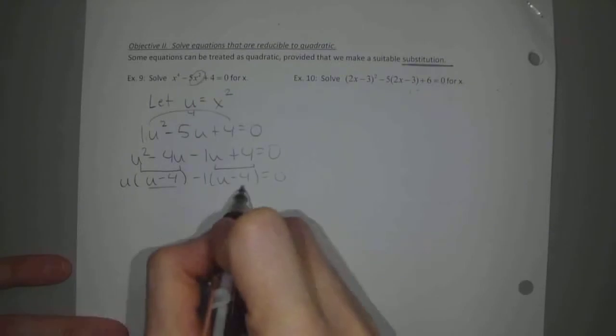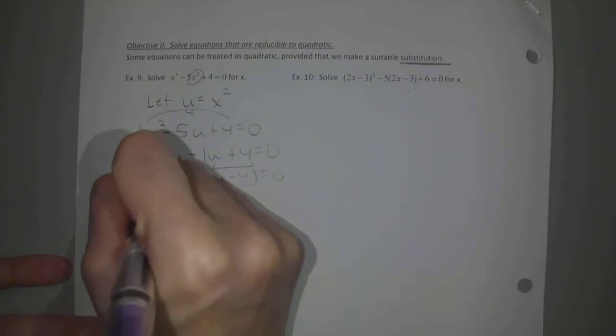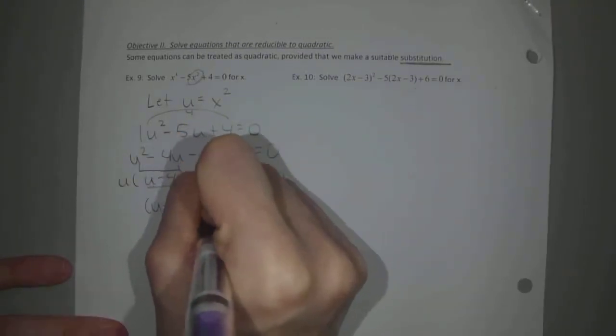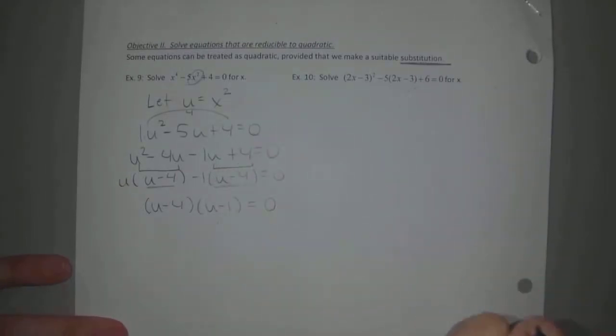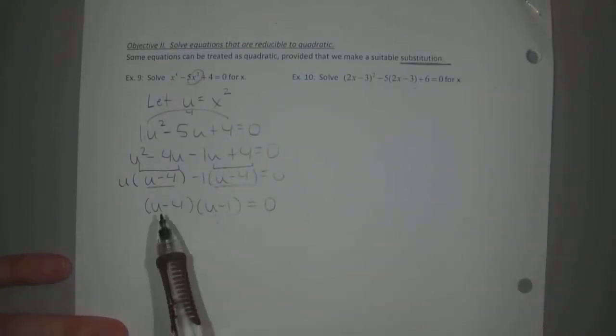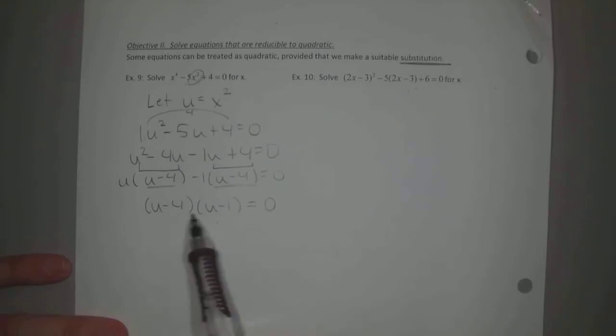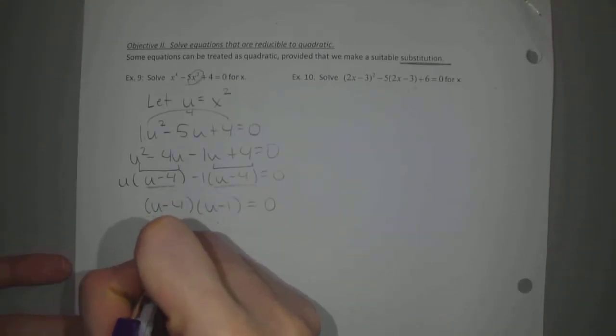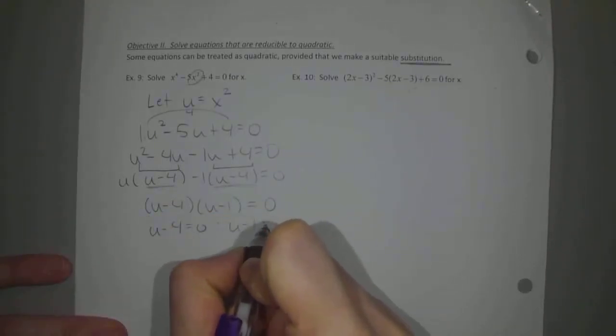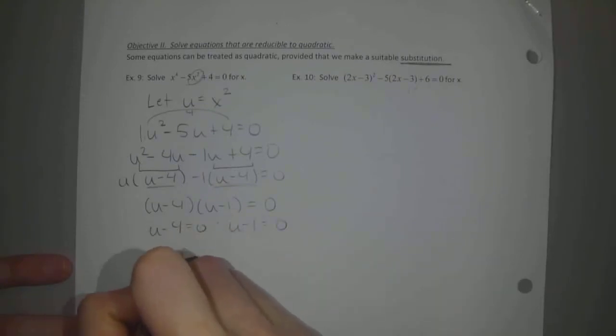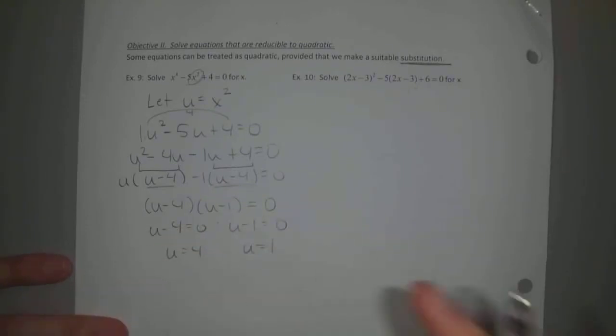So at that point, we have two terms that have a common factor of u minus 4. So you have u minus 4 times u minus 1 equals 0. So we use the product property, meaning if you have two things that multiply to be 0, one or the other is 0. So set them equal to 0 and solve. So you get u equals 4 and u equals 1. Is that where you guys are right now?